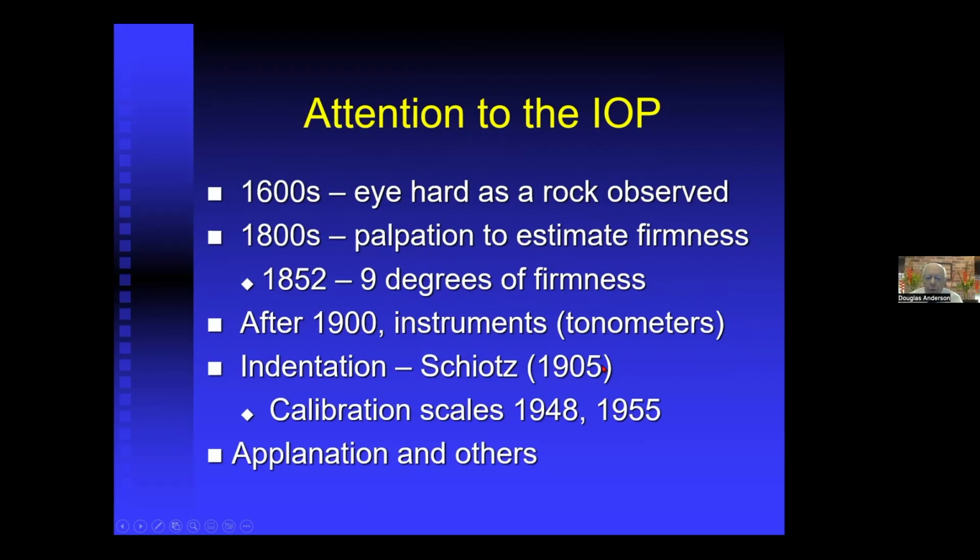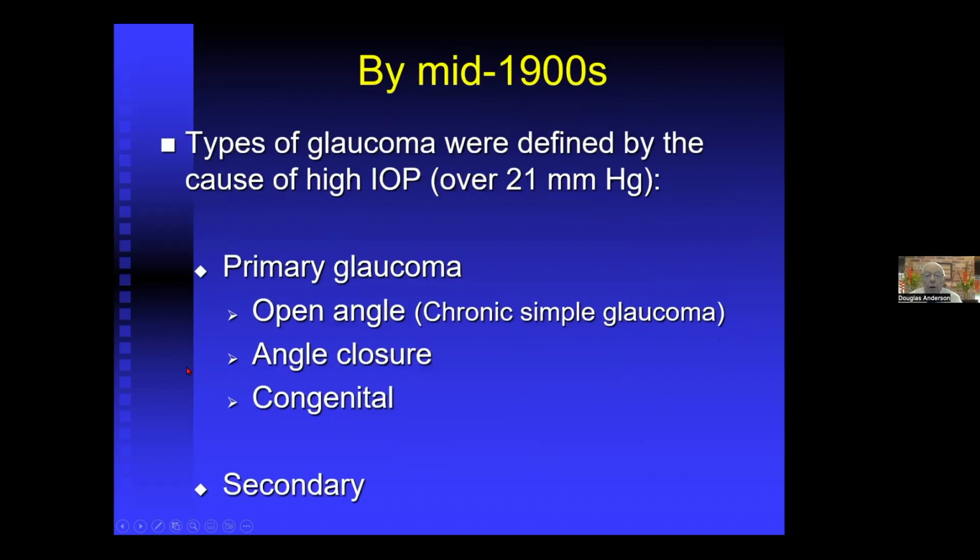Schiøtz's was a popular one, not the first, but the popular one, invented in 1905. It required calibration to eyes with known pressure, and that was done in 1948. Thought to be a bit inaccurate, so it was done again in 1955. Turned out the 1948 one was probably better anyway. But applanation tonometry, meanwhile, came along, and that became the standard. All of them just estimate the pressure. None of them really measure the pressure.